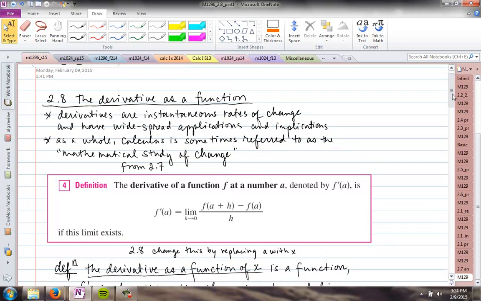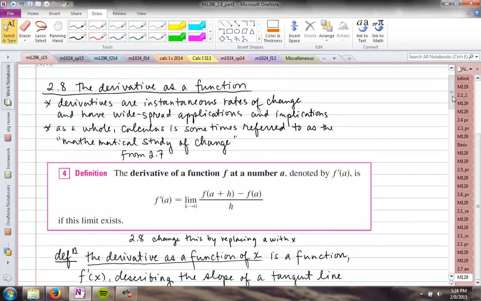So from 2.7 we talked about the derivative of a function at a particular x equals a value, and a reminder there of that definition. It turns out to talk about the derivative as a function, all we have to do is replace the a's with x's, and then we talk about the derivative function f prime of x.